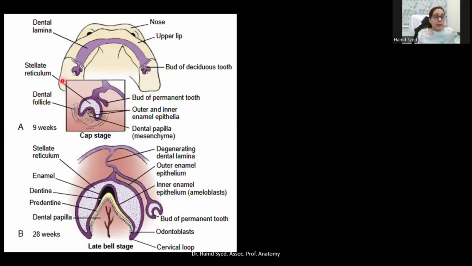So here we're looking at the view of the jaw. We're looking at the upper jaw from below. We can see this thickened oral epithelium, which is the dental lamina, and we can see the buds of the primary or deciduous teeth, which are arising from the dental lamina. And as these buds are arising, similarly, you can see adjacent to them, the bud of the permanent tooth also makes its appearance from the successional lamina.